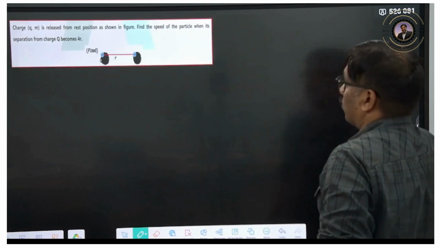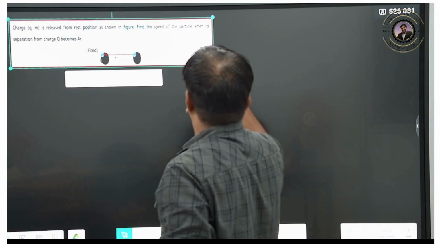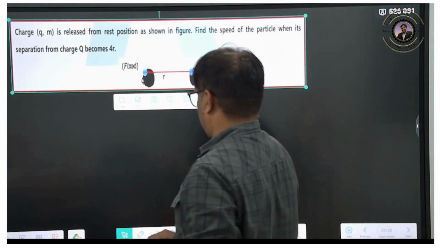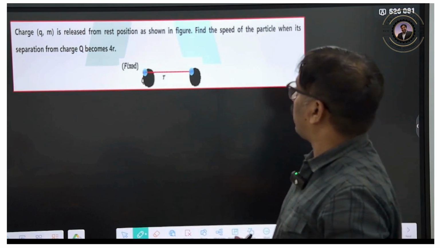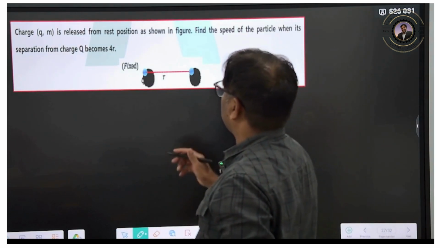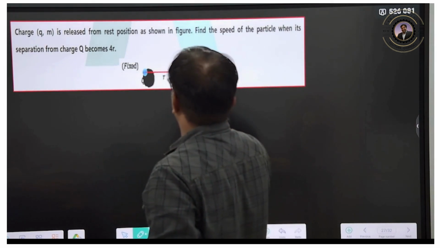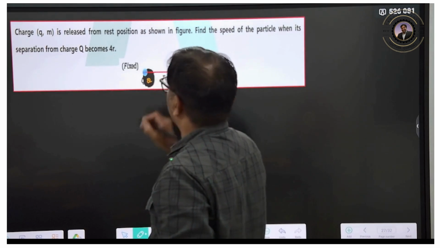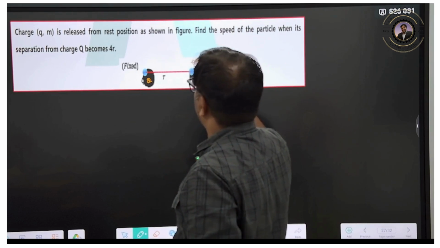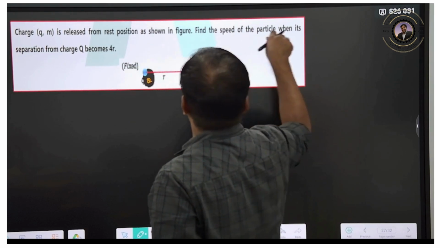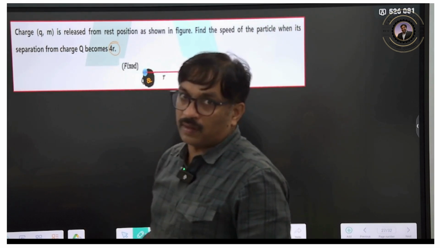Now let us do one more question here. Here a charge q and m is released. This is charge small q, and this is capital Q, right? So this is released from rest. From rest it is released.